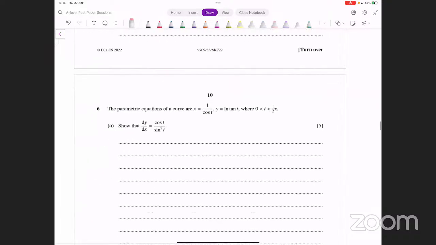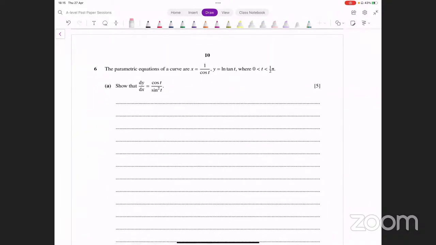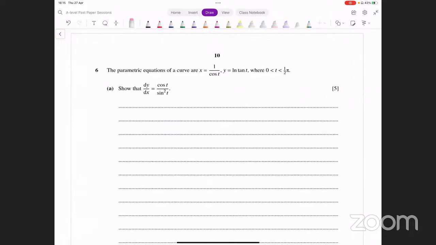Let's move on and do question number 6 now. Okay, in question 6, it says the parametric equations of a curve are x equals 1 over cos t and y equals ln of tan t, where t is between 0 and pi over 2. We need to show that dy over dx equals cos t over sine square t.